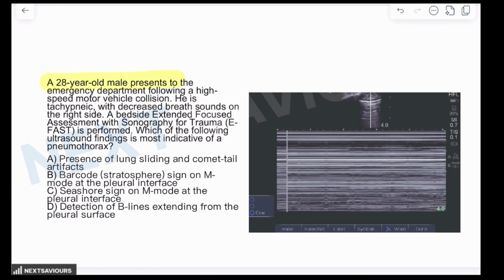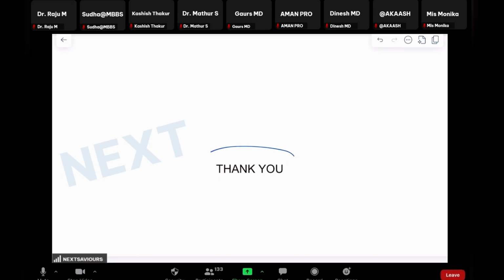Next is a 28-year-old male who presents to the emergency department following a high-speed motor vehicle collision. He is tachypneic with decreased breath sounds on the right side. Bedside extended focused assessment with sonography for trauma is performed. Which of the following is the ultrasound finding most indicative of pneumothorax? And in the image itself, you can identify that here we have a barcode sign and the question is specifically asking about it. So option B is the correct answer: barcode, that is the stratosphere sign on M mode at the pleural interface. All the best for your future examinations.